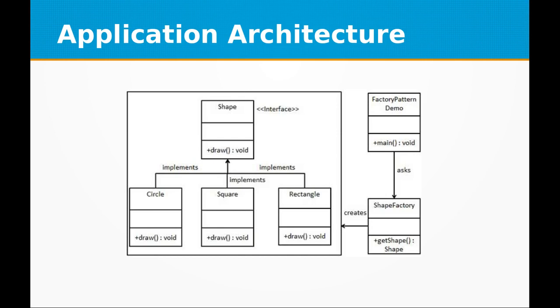Afterwards we have a factory pattern. We have a ShapeFactory class that is created using one of the top classes, and in this class we have the getShape method, which returns the shape of the object that has been created. And at the end we will create a factory pattern demo in which we will ask the ShapeFactory to give us a circle, square or a rectangle. So that's how we are going to implement this in our program.